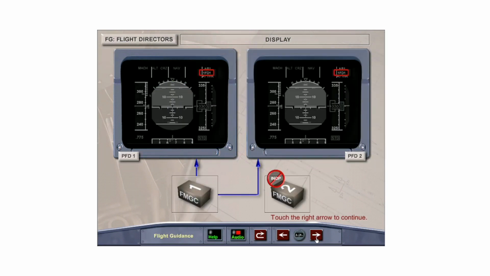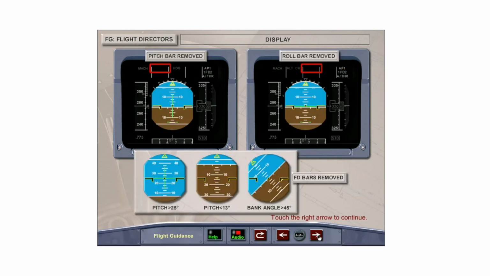In the event that one flight director or one FMGC fails, the remaining valid flight director is automatically displayed on both pilots' PFDs. The valid flight director is also enunciated on the FMA of both PFDs, as in this example, 1FD1. The pitch bar is automatically removed if there is no vertical mode engaged, and the roll bar is removed if there is no lateral mode engaged.